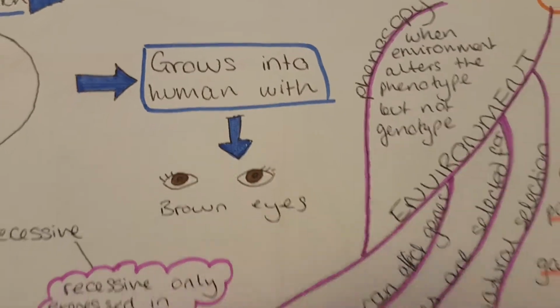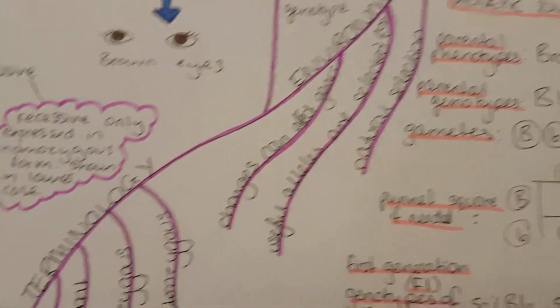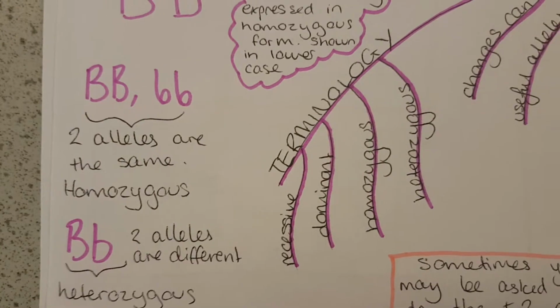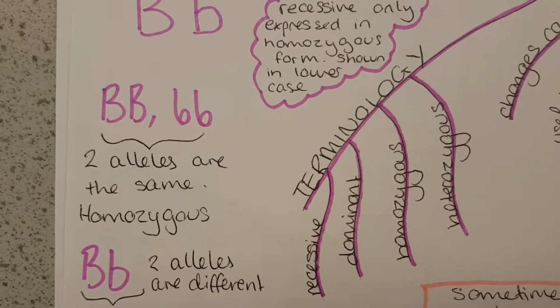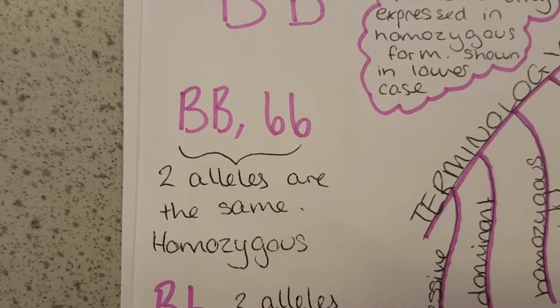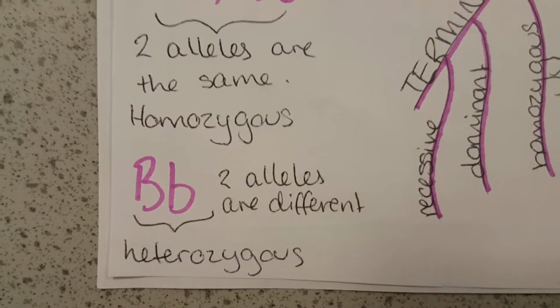Okay, so let's look at that, dominant and recessive. What does that mean? So we need to know some terminology here. We need to know about recessive and dominant, homozygous and heterozygous. So you always get two alleles for the same gene. Sometimes they're the same, like up here. So if they're the same, they're said to be homozygous. If they're different, they're said to be heterozygous.